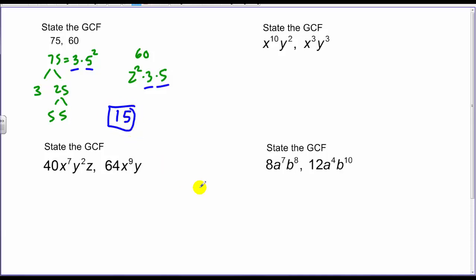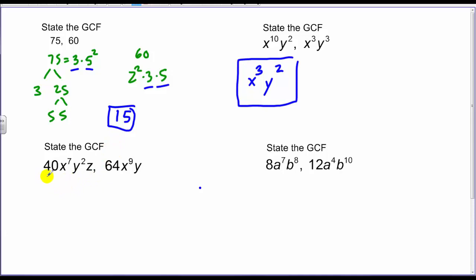Now the rest are algebraic examples, so we're going to have to take a look at what's common in both. I have x's in each of the two monomial terms, and the question is, how many of those x's are in common? Well, this has 3 x's, this has 10, so it must have 3 in common. In terms of the y's, this has y multiplied by itself 3 times and y multiplied by itself 2 times, so y squared is the common term here. And our GCF is x cubed y.